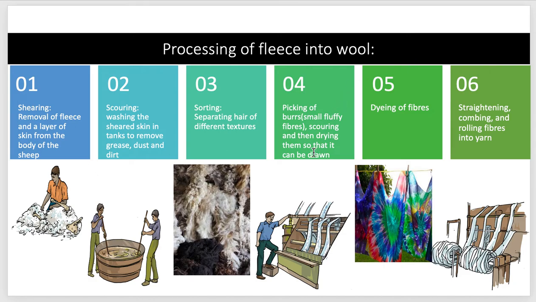Boys will be able to understand this really well. When you go to a barber shop, the barber uses a machine to shave your hair, correct? A similar machine is used to shear the fleece and a layer of the skin from the body of the sheep. So when a person is using a machine, why is it that the sheep does not get hurt? Because even a layer of skin is removed from the body of the sheep, correct? So why does that happen?